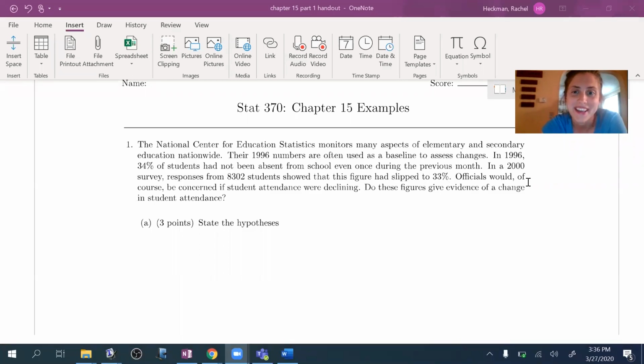Right. Hi. We're going to go through a couple examples on hypothesis testing in chapter 15. Specifically, these examples will be on proportions.